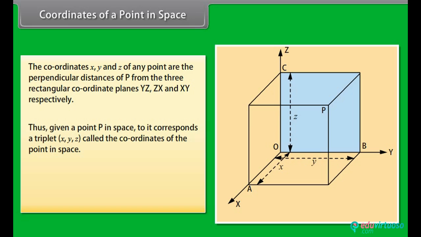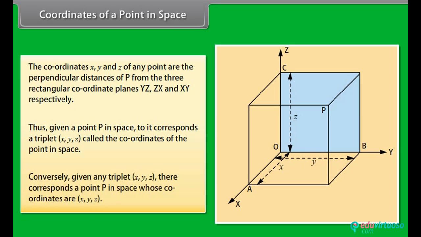Thus, given a point P in space, to it corresponds a triplet X, Y, Z called the coordinates of the point in space. Conversely, given a triplet X, Y, Z, there corresponds a point P in space whose coordinates are x, y, z.